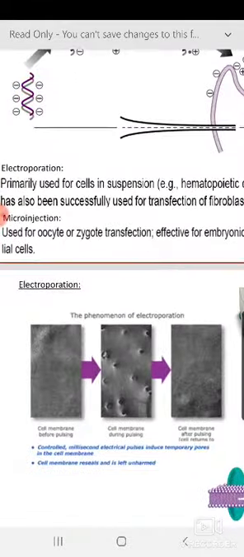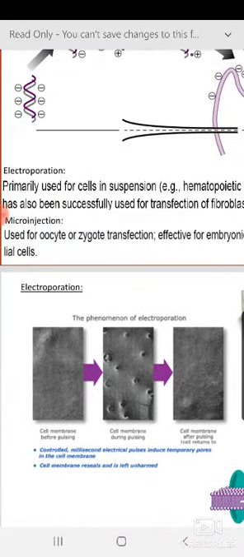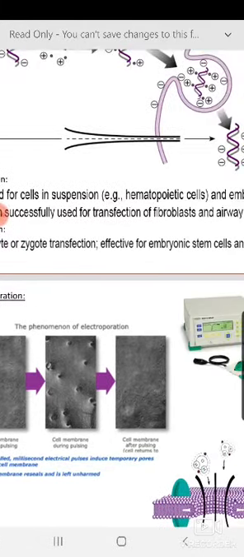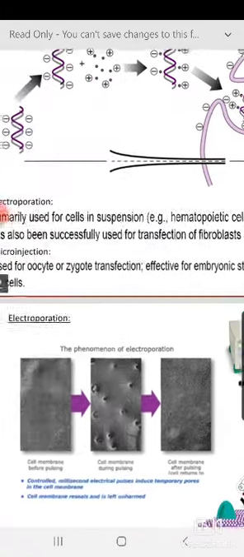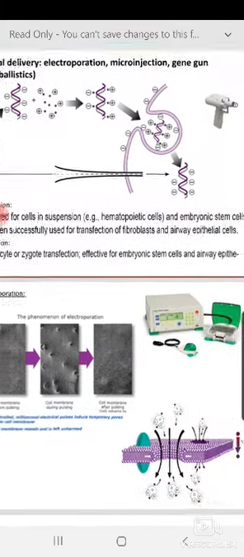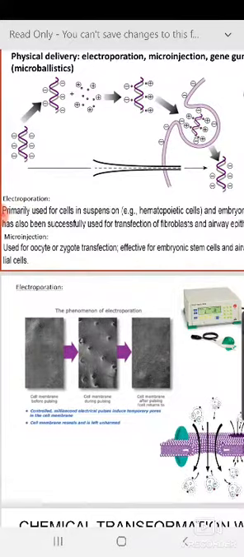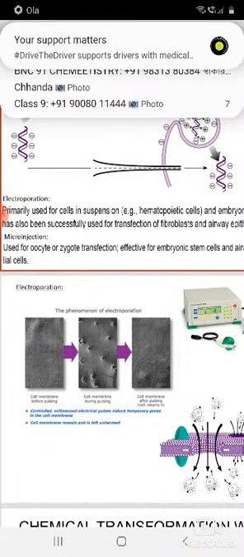The most popular methods are electroporation and microinjection. Electroporation is primarily used for cells in suspension, that is hematopoietic cell lines and embryonic stem cells, and has also been successfully used for transfection of fibroblast and airway epithelial cells. So different types of cell lines have been treated by electroporation. I will come to the point later in detail. And then microinjection is generally used for oocyte or zygote transfection, effective for embryonic stem cells and airway epithelial cells. People have done plant cells also for microinjection.